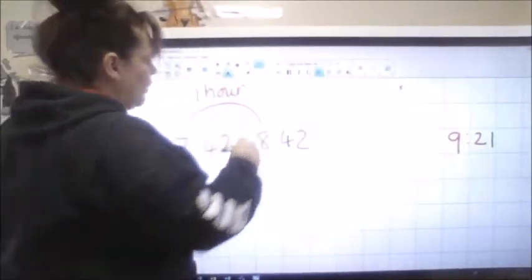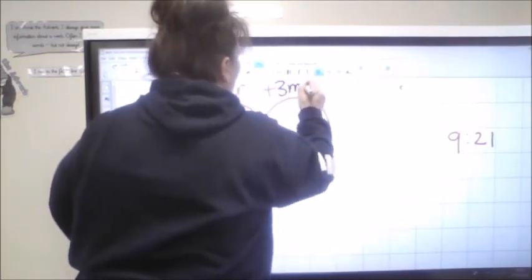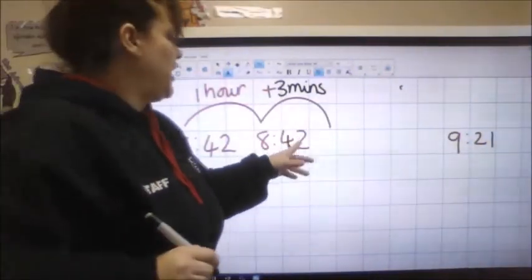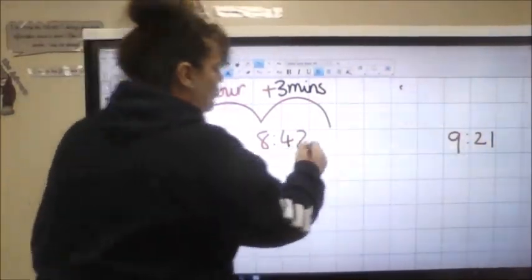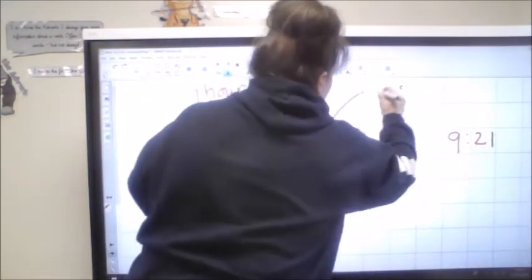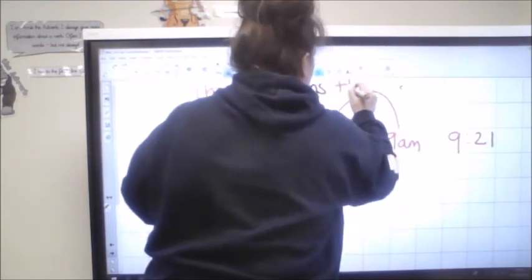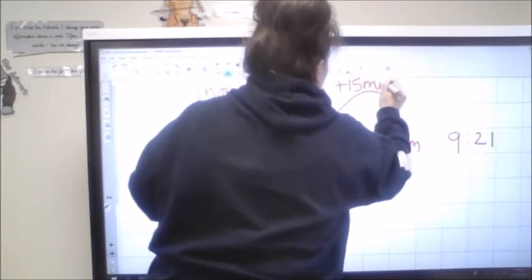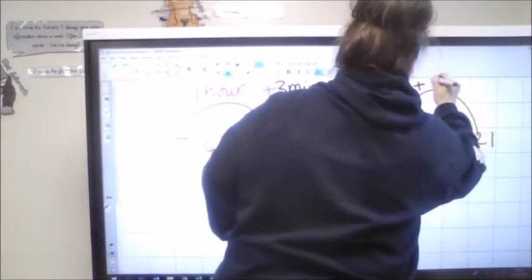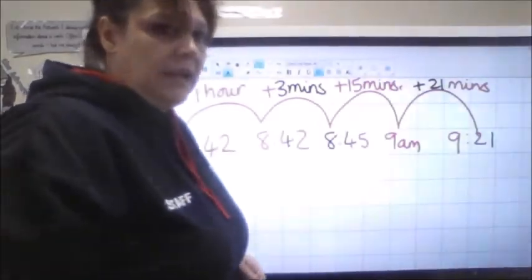So from there, I'm going to add 3 minutes, because we always try and get to a time that we can deal with nice and easily. And I know that from 8:45, I've only got 15 minutes to get to 9 AM. So that's plus 15 minutes. And then I've only got another 21 minutes and I've reached my destination in Preston.